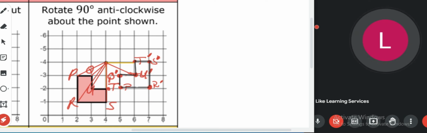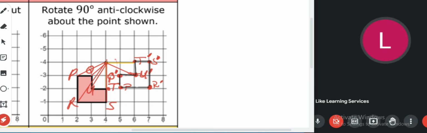This is the original shape, with all the corners P, Q, U, T, S, R. Locate the center of rotation, shown as this point. Draw lines to P, to Q, to R, to U, to T, and to S, all from the center of rotation, and begin to rotate each line. For instance, the line drawn from the center of rotation to T, rotate that line anti-clockwise by 90 degrees.